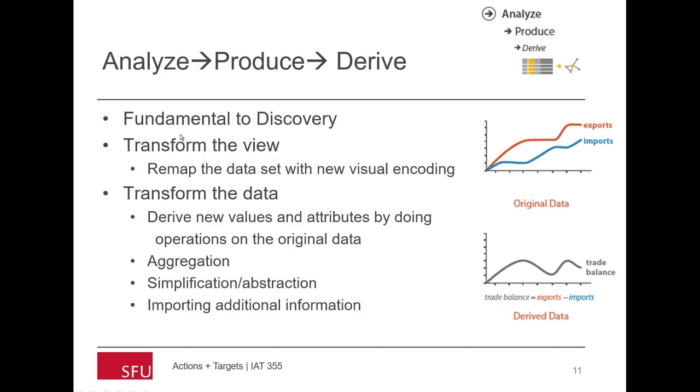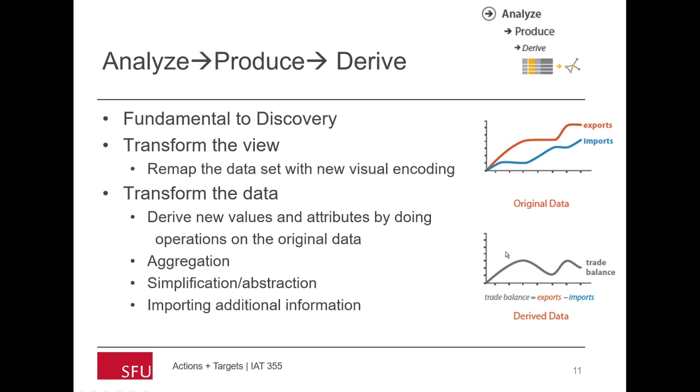The first of these is actually listed third in the diagram, and that is derive. Derive is fundamental to discovery. Typically what that means is to take some information and transform the view, transform the information in some way. An example of that is to remap the data set with a new visual encoding, or another example is to derive new values and attributes by doing operations on the original data.